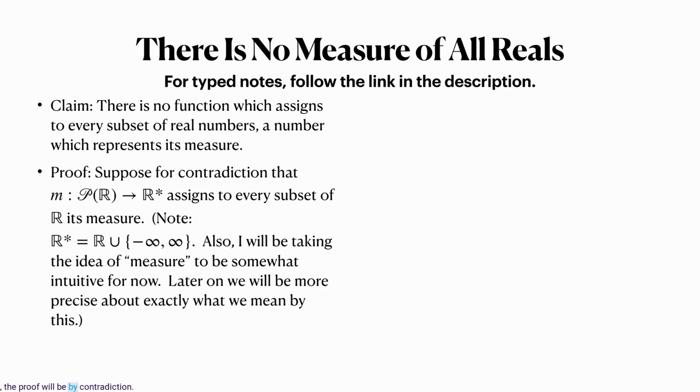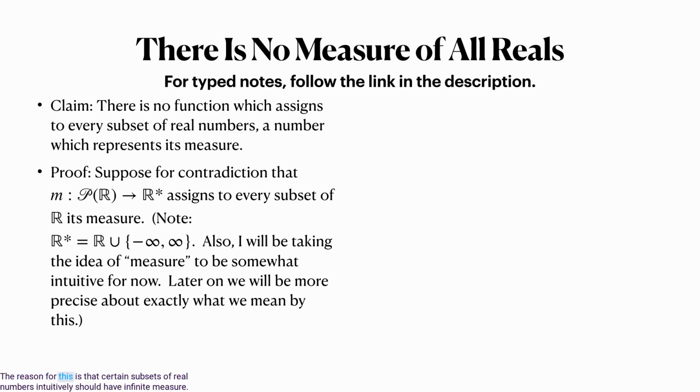The proof will be by contradiction, so we start by assuming that some measure exists. We call it m, and notice that it has domain the power set of real numbers. This makes sense because we want to associate to any subset of real numbers its measure. Notice also that its range is the extended real numbers. This means the real numbers together with infinity and negative infinity.